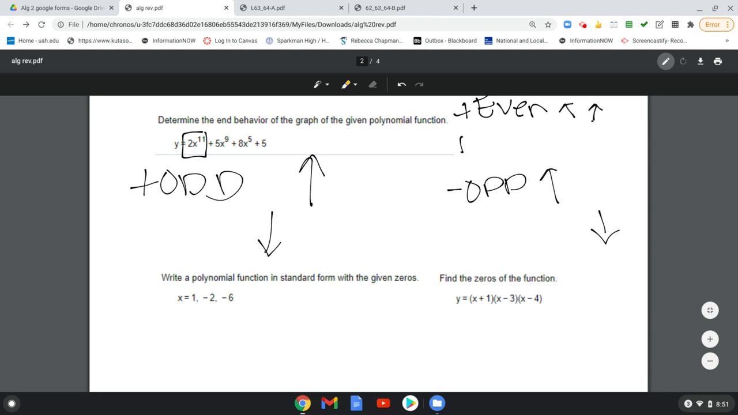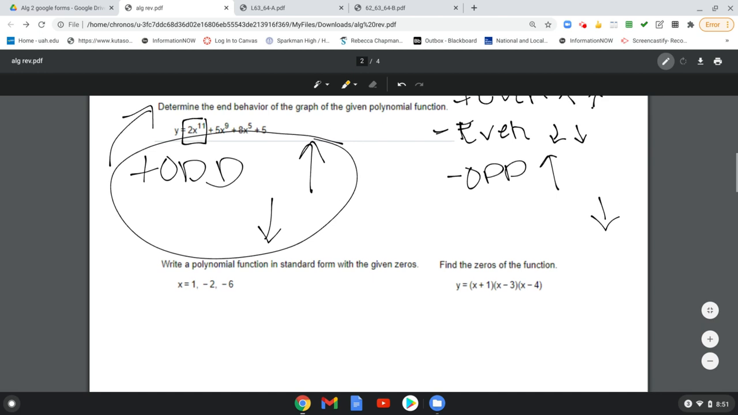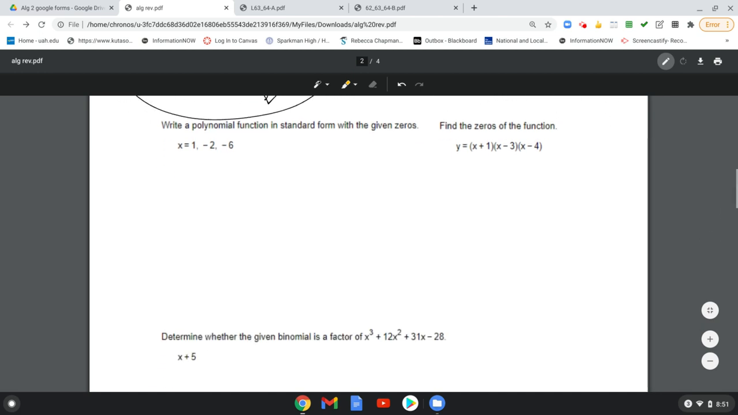And if it's a negative even, they would both fall. But this is the answer for this particular question, just a quick reminder. Now, I am going to do these 2 questions backwards. I am going to do the one on the right first.